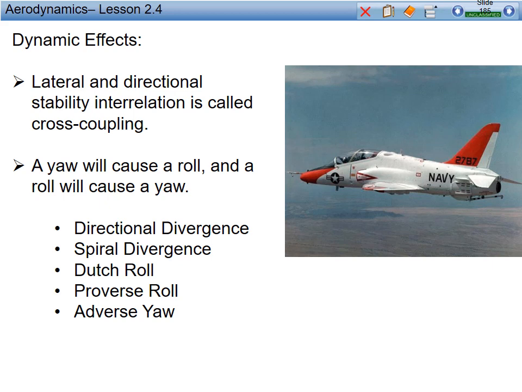Now that we understand static stability in the various channels of lateral, directional, and longitudinal, we can understand how those axes or stabilities interact with each other to cause dynamic effects. Lateral and directional stability are interrelated, which we call cross-coupling. A yaw will cause a roll, and a roll will cause a yaw.